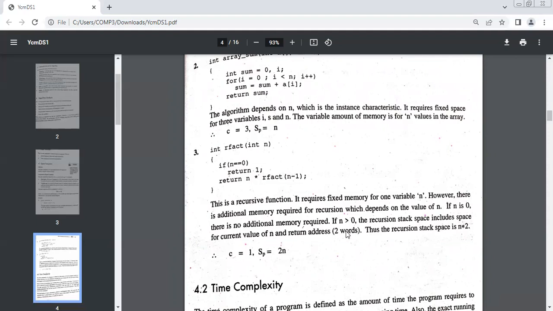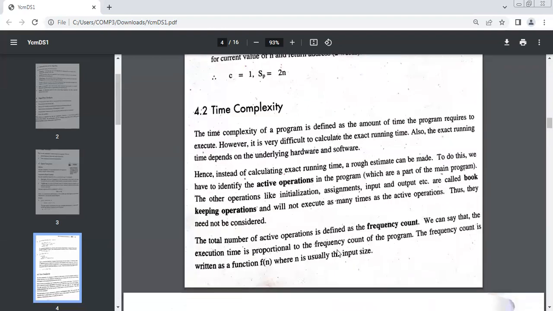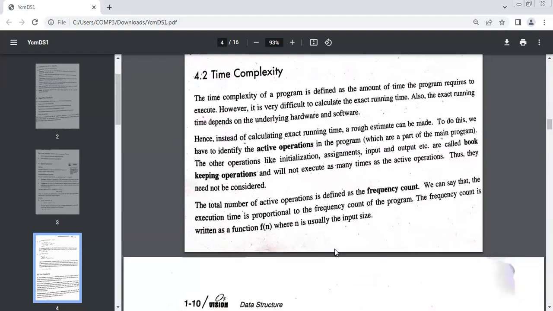Then what is the time complexity? Time complexity of a program is defined as the amount of time the program requires to execute. However, it is difficult to calculate the exact running time, because the exact running time depends on the underlying hardware and software. Instead of calculating the exact running time, a rough estimate can be made of the execution time of a particular program.